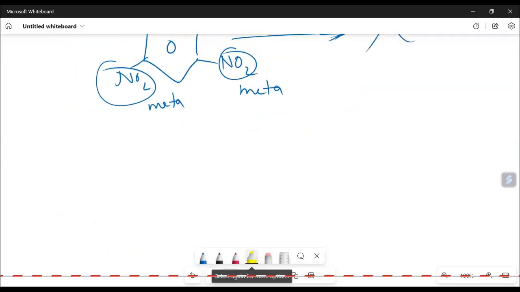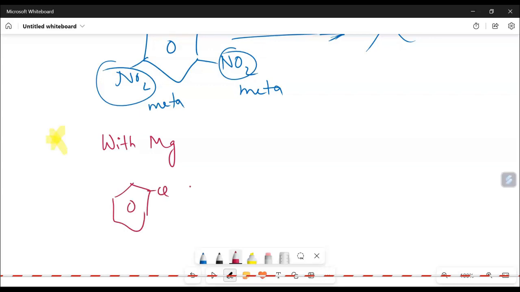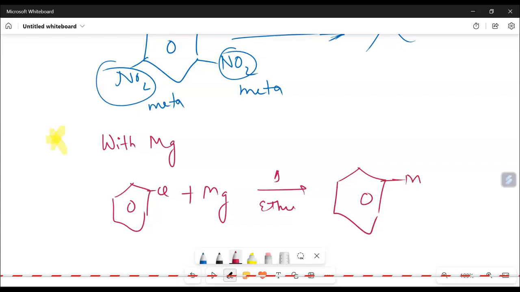The next reaction is with magnesium, with Mg. In this reaction, chlorobenzene reacts with Mg in the presence of ether. So it's like your Grignard reagent type. So this will form MgCl. Okay.